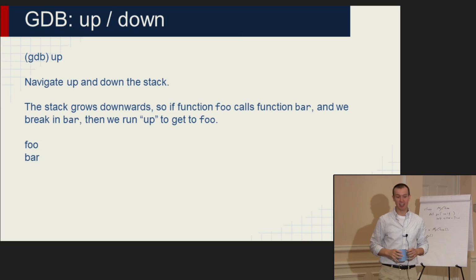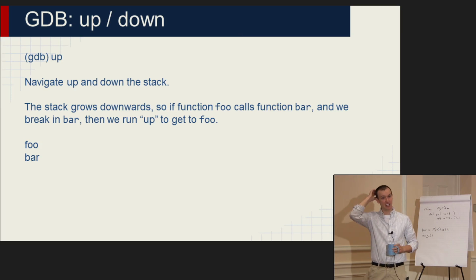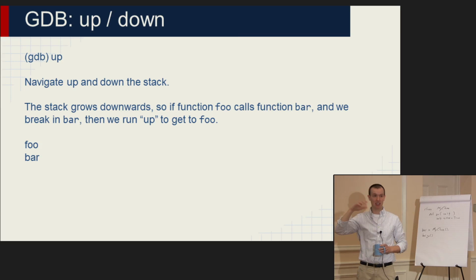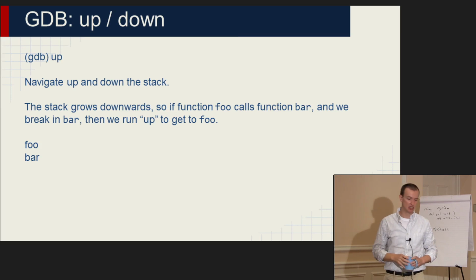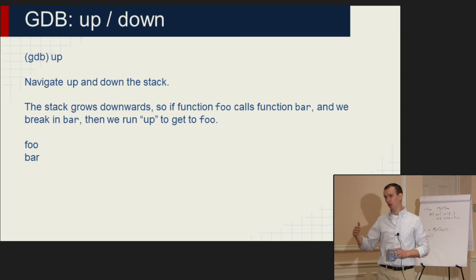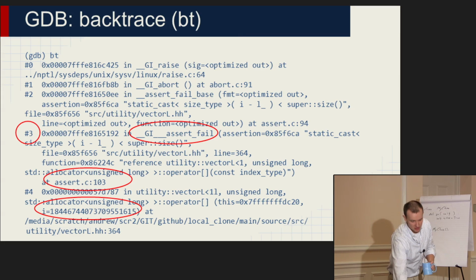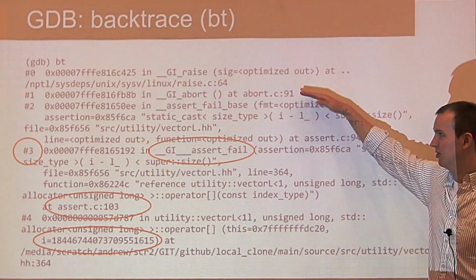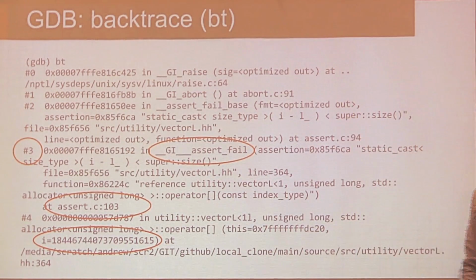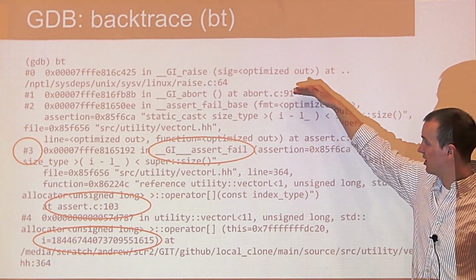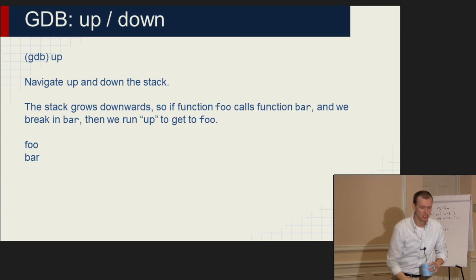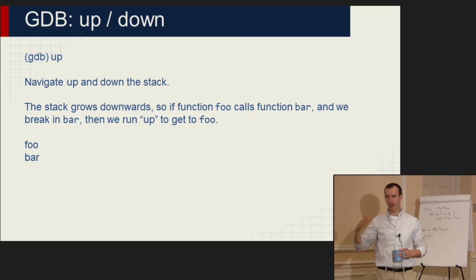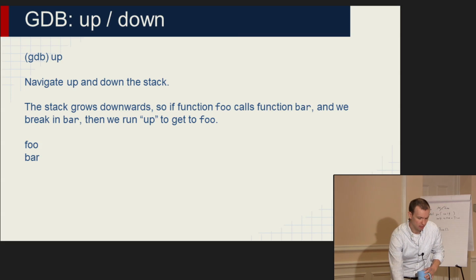Okay, so how do you get to the error? Like, how do you get to where I got to that crazy value of 18 quadrillion? Well, you have to be able to navigate the stack, and you do that by using up and down. Up will take you from the bottom of the stack, which is now at the top of the screen, and it will bring you from 0 to 1. So it will take you from this Linux raise.cc to abort.c, right? So you can keep running up to get to your function where you actually had that crazy value of i.